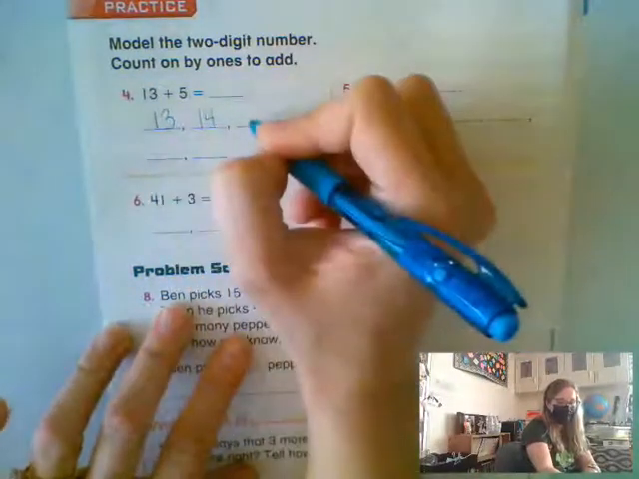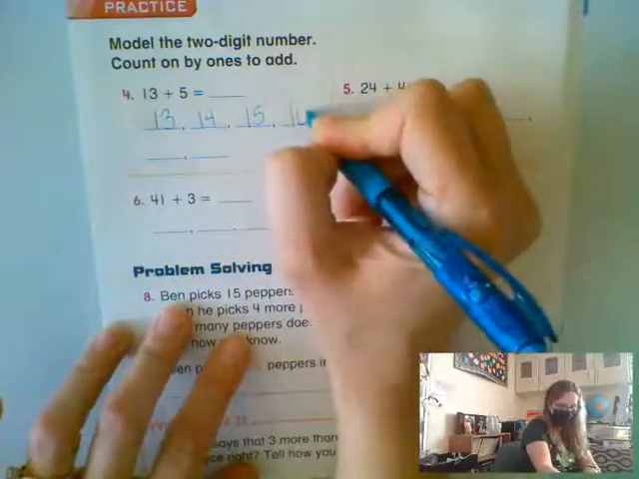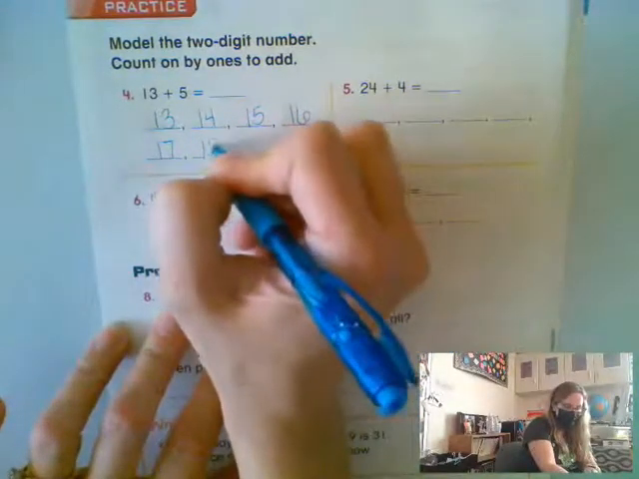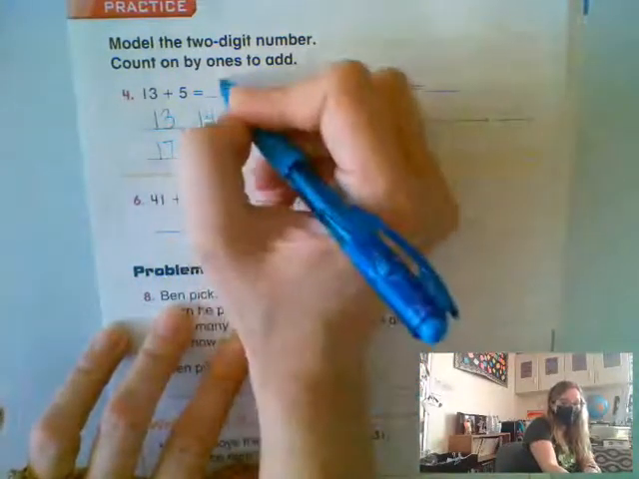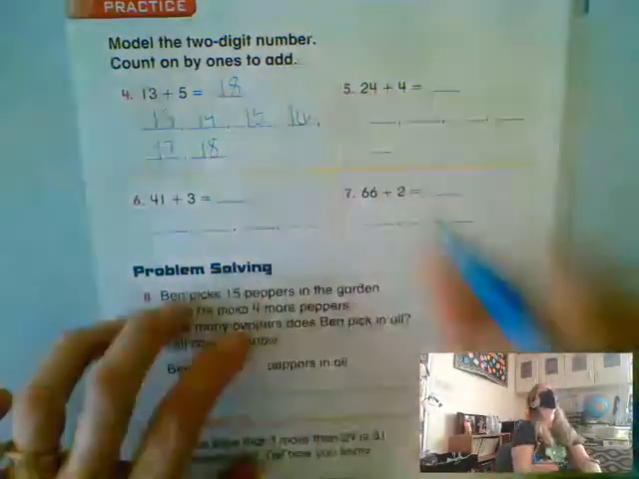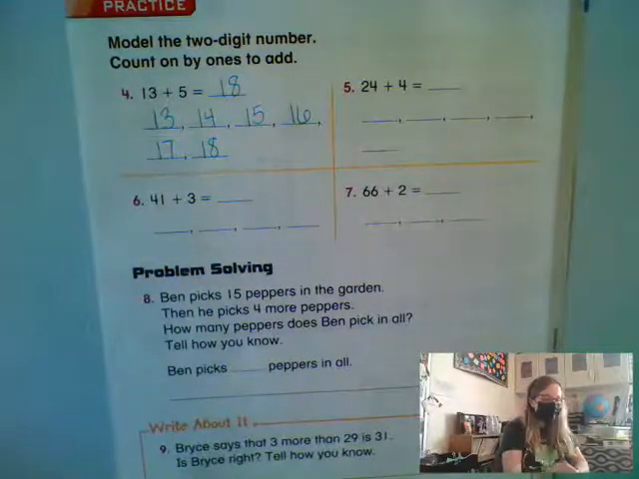14, 15, 16, 17, 18. So our answer that goes up here on the line, everyone? Everyone? 18. There you are. I thought you all fell asleep for a minute. All right. Let's look at number 5.